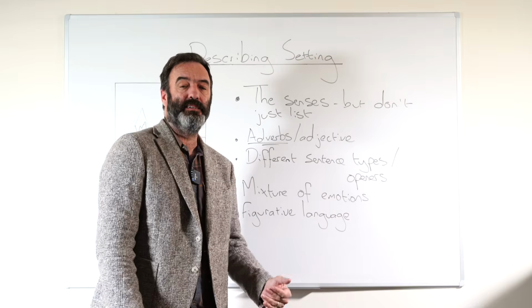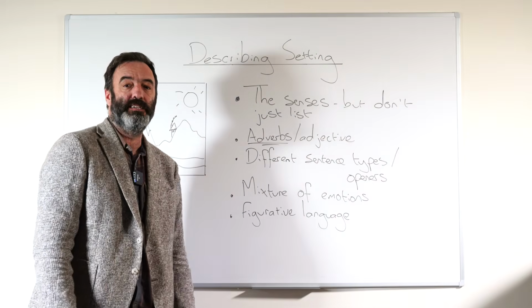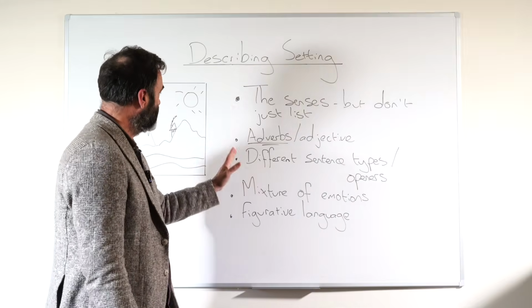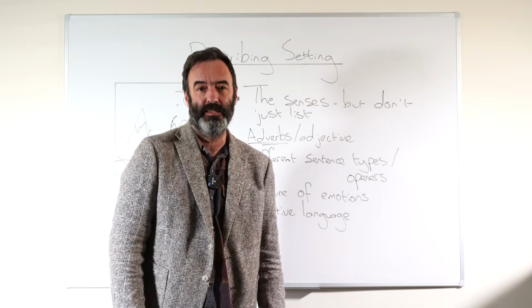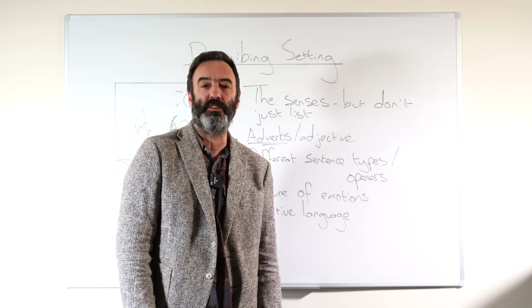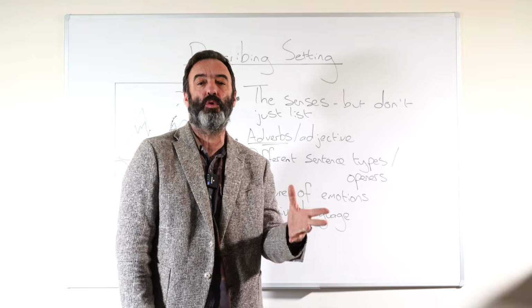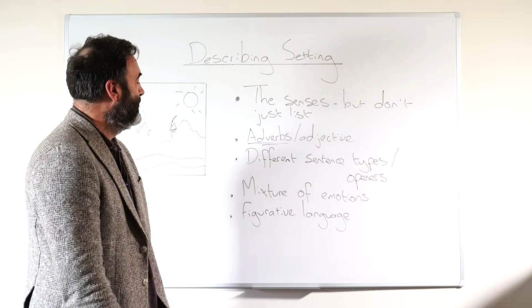Personification, talking about a thing as if it's a person. The sun wrapped its loving rays around us. Now the sun can't experience love. It's a projection for us, but the reader understands that. And what we're doing is personifying it. We're giving the sun human qualities. And again, that brings a piece of writing to life.